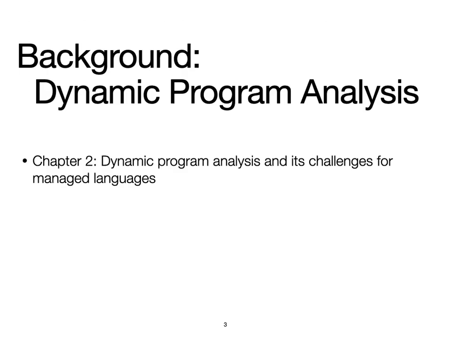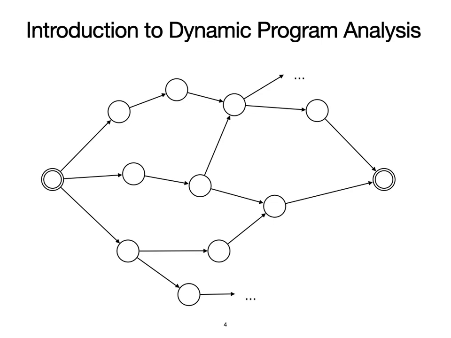Onto the background. Here, I will introduce dynamic program analysis and code instrumentation. First of all, let's briefly define dynamic program analysis. In general, program analysis refers to the study of the behavior of programs. The classical approach is to model such behavior as a state transition system. To model the observable behavior of programs, we annotate transitions with actions.